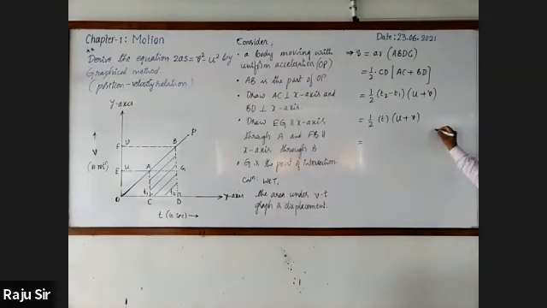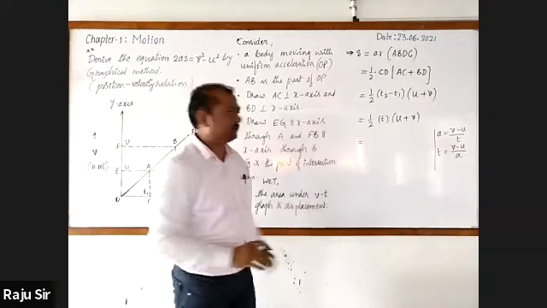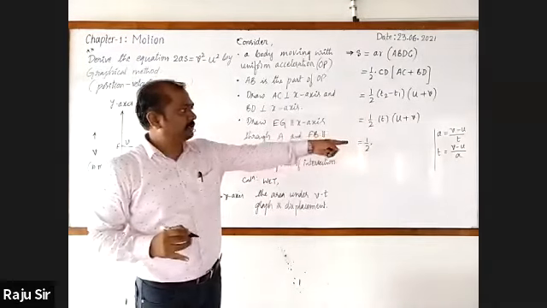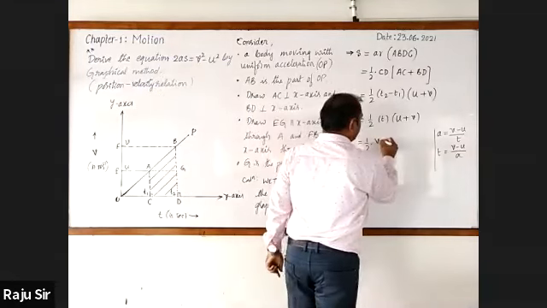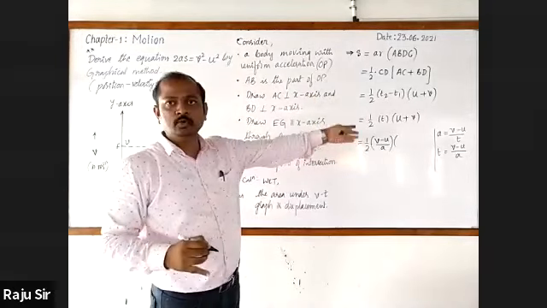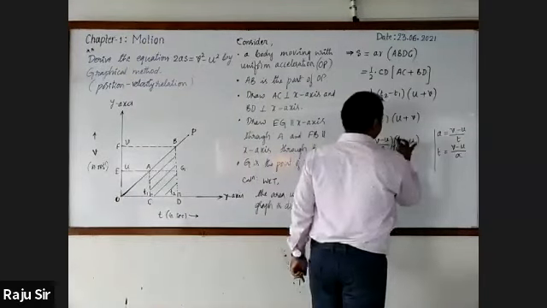Afterwards, you can write, just look here. We all know that A is equal to V minus U by T. I want a substitution for T. So, T is equal to V minus U by A. Did you understand? Yes, sir. I'll write half as V into T. T is nothing but V minus U by A, so half into (V minus U) by A into (V plus U). It doesn't make any difference.